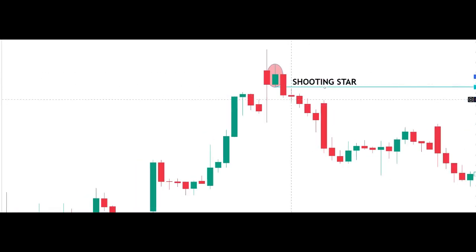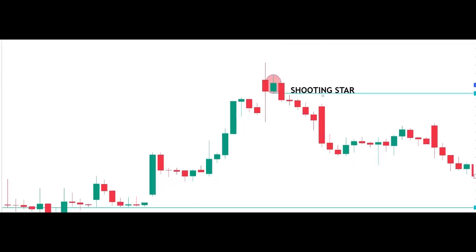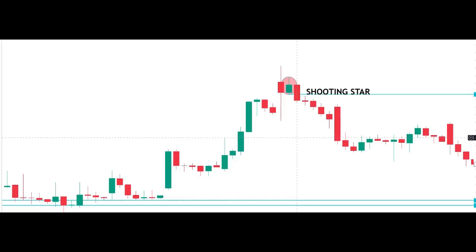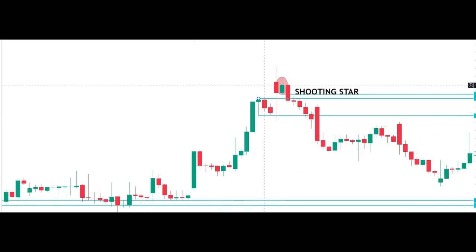And one more thing, as I said, randomly wherever you see a special candle, it doesn't signify anything. It will be special only when it is forming at highs and lows. For example, if you see, this is a hammer, this is the low and this is the high. It is not a special candle. Why? Because it is in the middle of the trend.